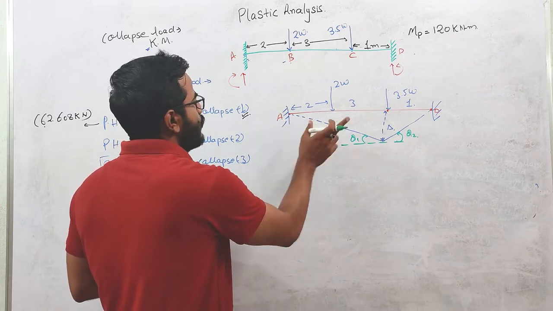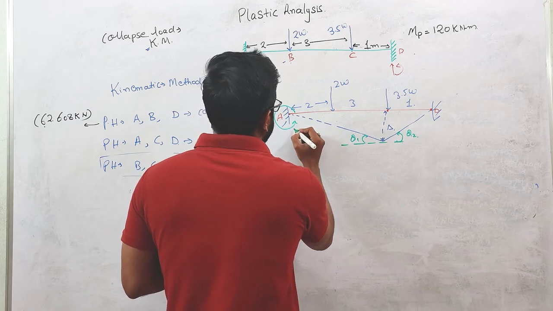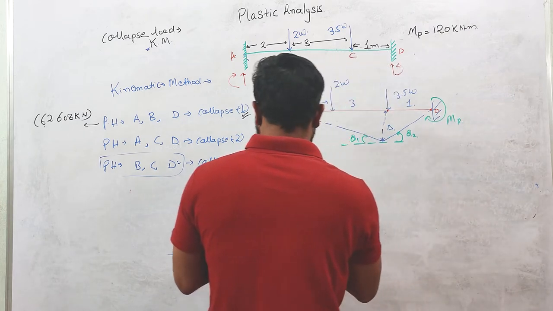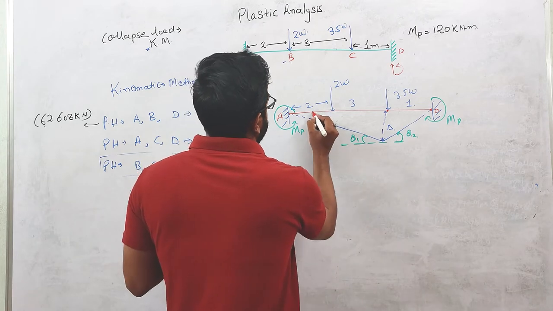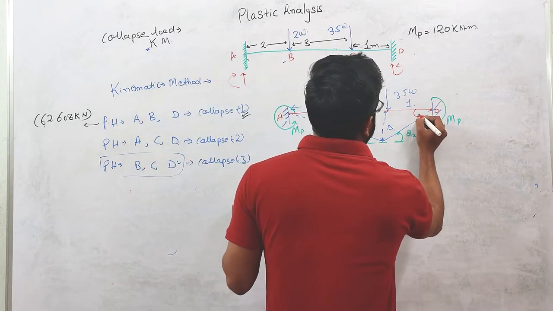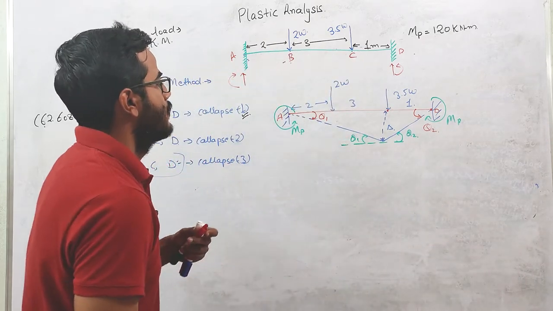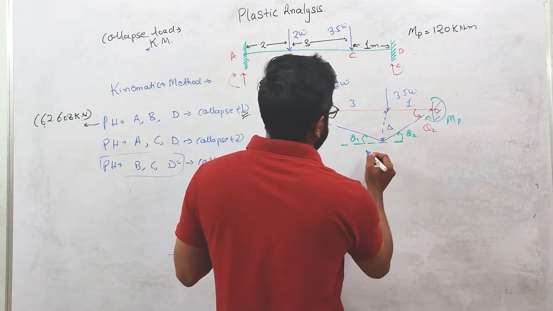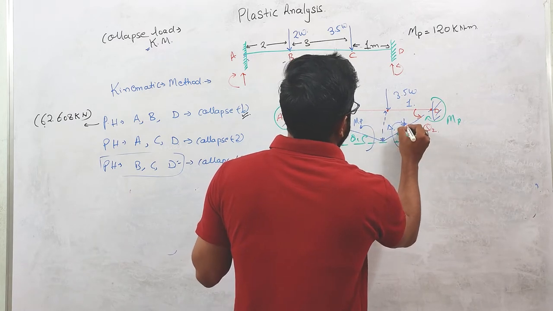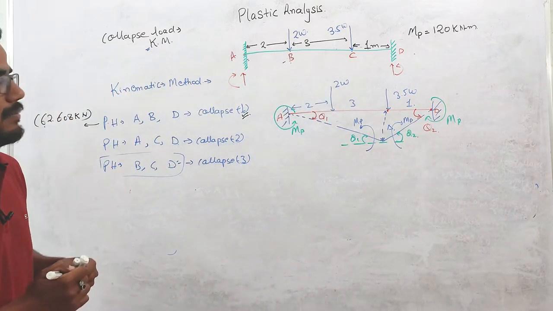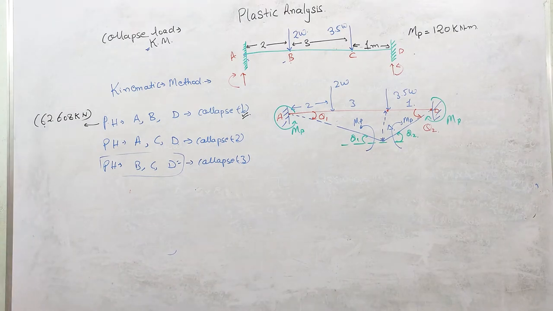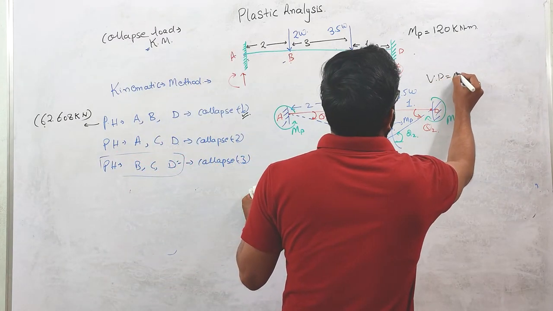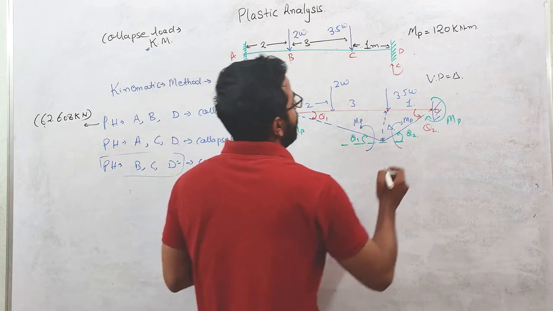Here you can see that the deflection is 0 at this end support. At this point the direction of the moment is MP, and here the direction of moment is MP. The rotation in this direction is, let us suppose, theta 1, and here the rotation is theta 2. The MP direction will look like this. If the virtual displacement here is delta, then this displacement is very, very small.